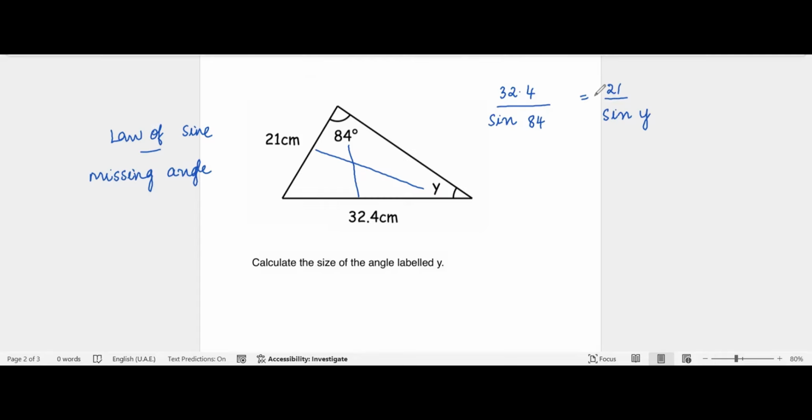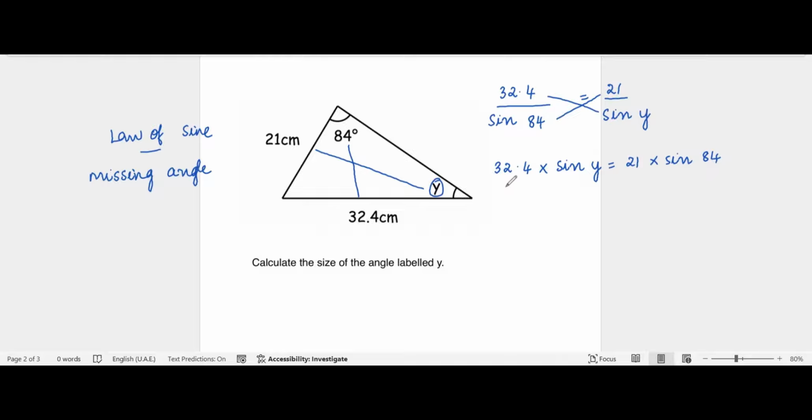Now, we know that whenever we have two fractions and in between an equal to sign, we need to cross multiply. So you can see here 32.4 is getting connected with sine y. So 32.4 times sine y is equal to, now 21 is getting connected with sine 84. Now we need to find out what sine y is, or the question is to find out what y is.